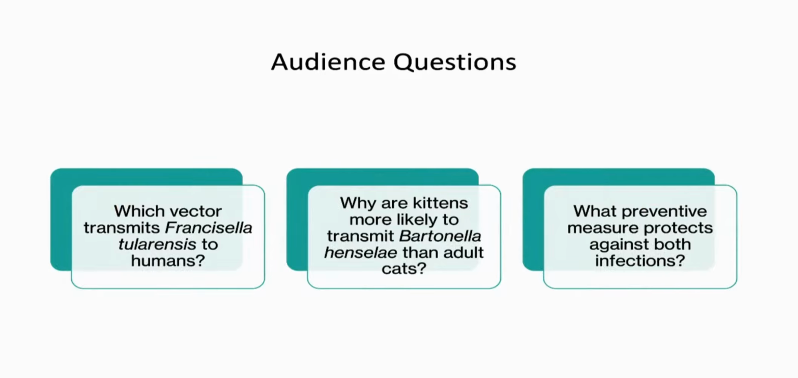And the other question: which of these bacteria is transmitted to humans by ticks? Why are kittens more likely to transmit Bartonella henselae than adult cats? And what preventive measure protects against both infections?